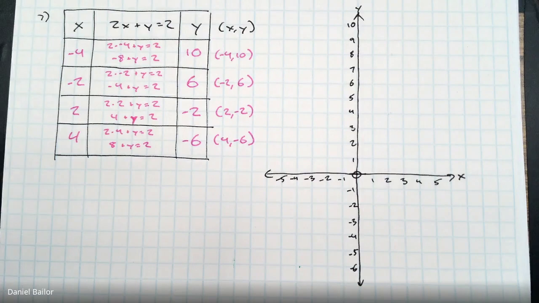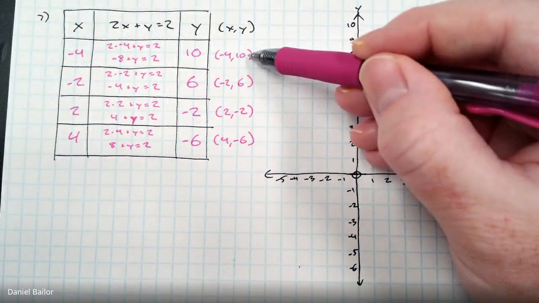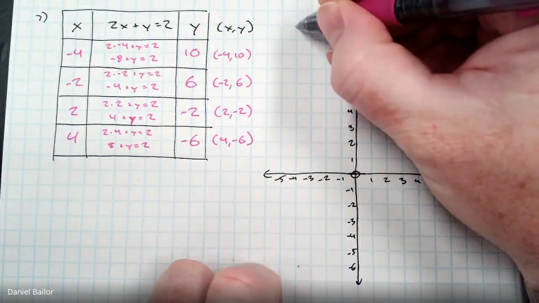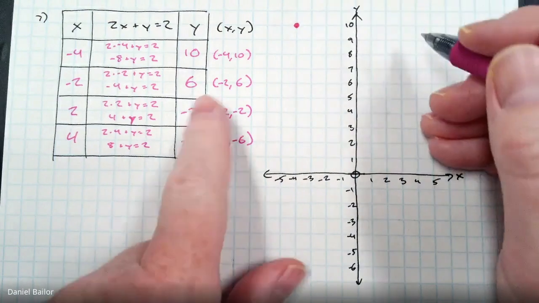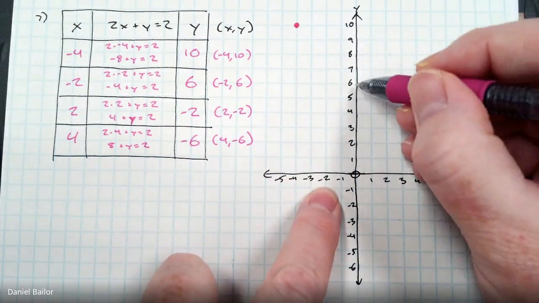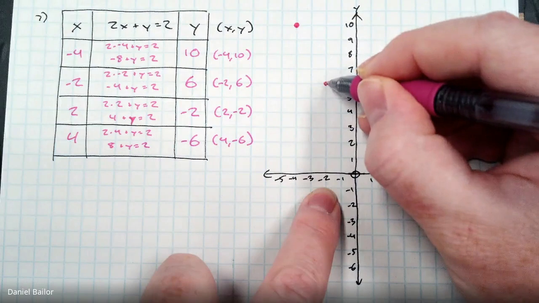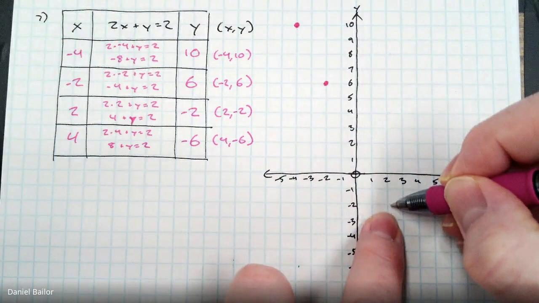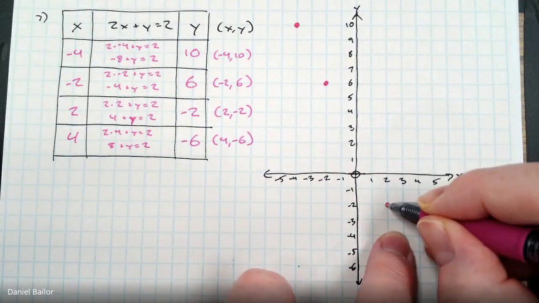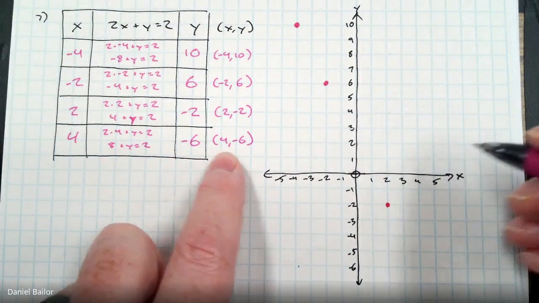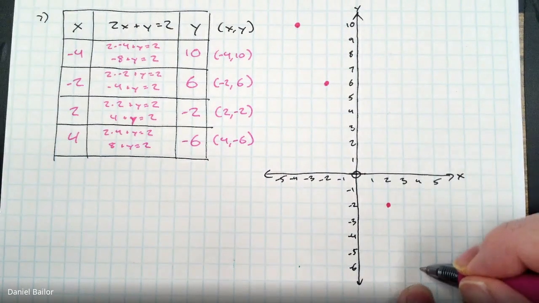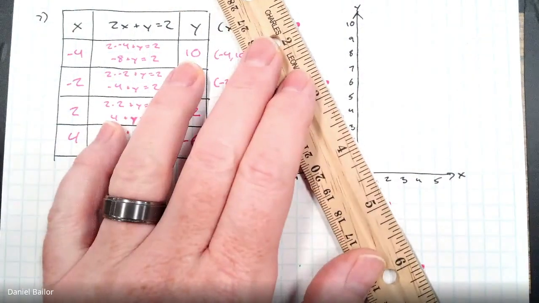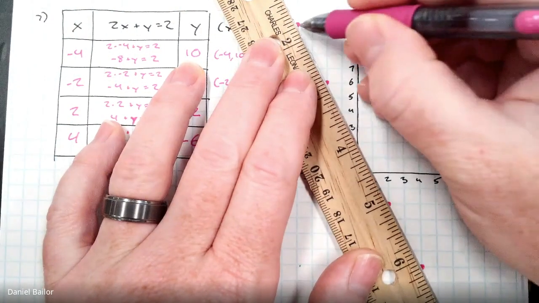Let's start graphing our points. -4x and 10y. So here's -4x. Here's 10y. They meet right here. Then I have -2x and 6y. They meet right here. 2x and -2y. Here's 2x, and I drop down to -2y. And here's 4x and -6y. So 4x and drop down to -6. There's my 4 coordinates I made with my 4 ordered pairs. Let's connect them.